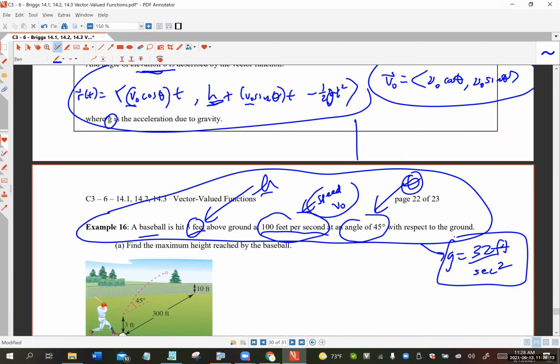Does that mean you have to convert? There's no conversions that need to be done. You will simply use 32. We're not going to convert this whole problem to metric. Stay in the world of English system for this entire problem.